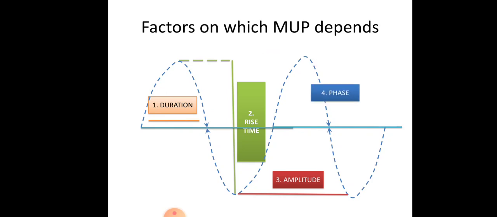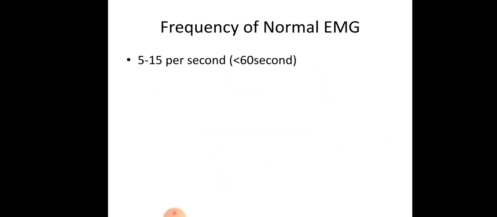Coming to the last point, that is your phase. It is the portion of motor unit action potential from departure to the return to the baseline. That is nothing but your phase. Usually the phases are biphasic or triphasic. These are nothing but positive and negative phases. So usually it is biphasic, or maybe it can be triphasic, and sometimes it can be polyphasic, which we will look into under abnormality. Frequency, just remember, is only 5 to 15 per second. It should be less than 60 per second, or else it is considered abnormal.